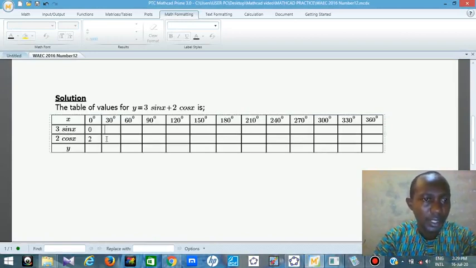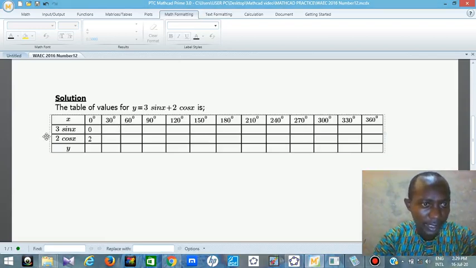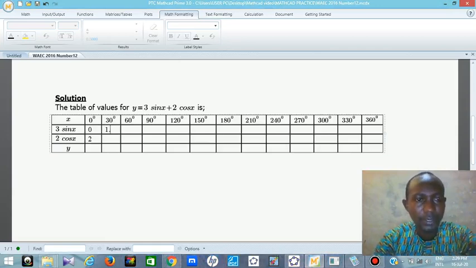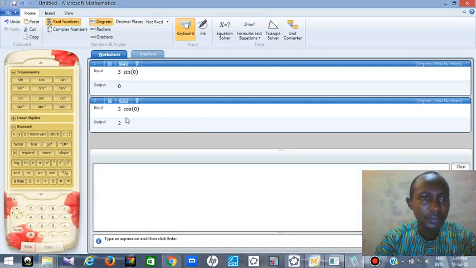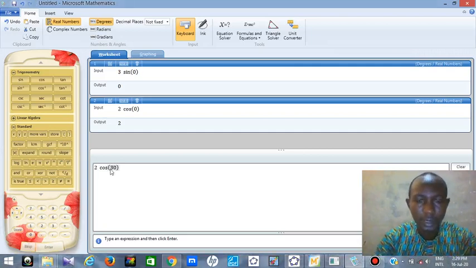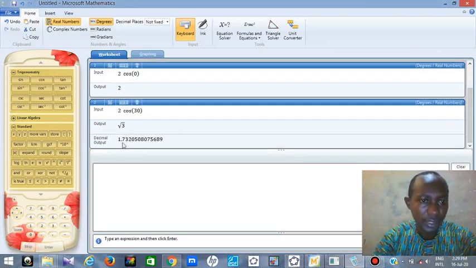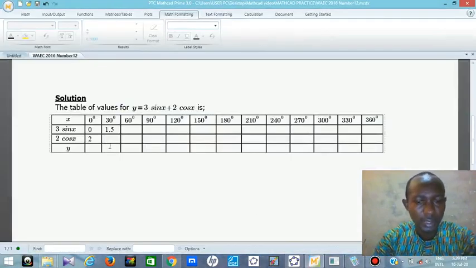Then the same with this. So without wasting time now, some of these values we already know, like 30 now. Sine 30 is 0.5. So 3 times 0.5, this one will give us 1.5. Put that fast without wasting time. Then cos 30, can simplify that. 2 cos 30 gave us 1.7. Remember the question said we should maintain one decimal. So this is 1.7. Put your 1.7 here.